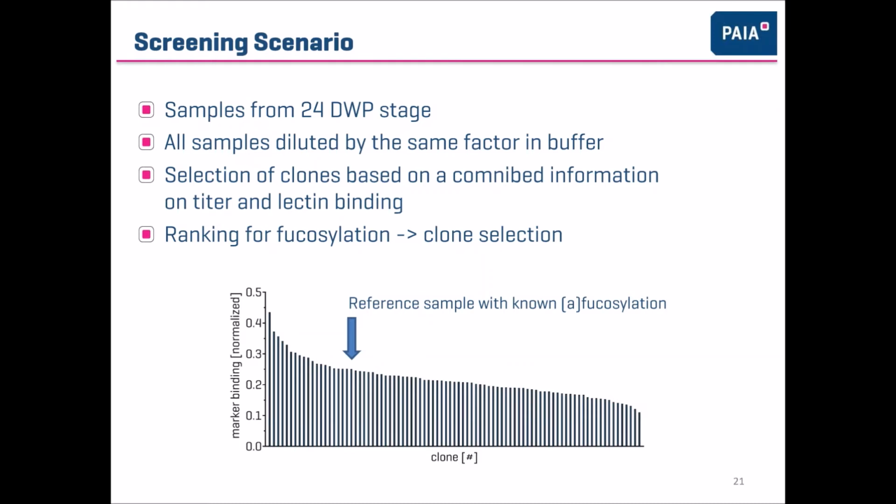So of course it would be good if one had at least one reference sample in that experiment with a known degree of afucosylation, for example, this one, and then you would know that every clone or sample in the vicinity would be at a rather similar level of fucosylation. And of course, if you had more than that one reference sample, you could have more landmarks in this graph to have some kind of calibration if necessary.